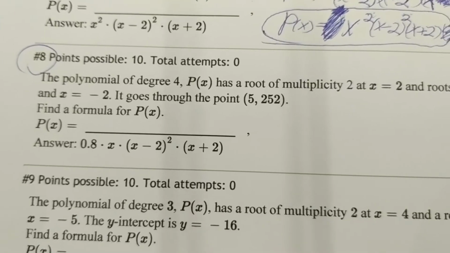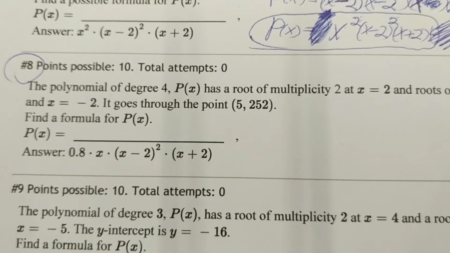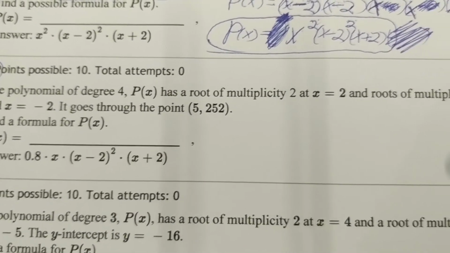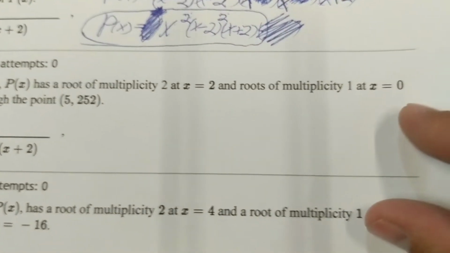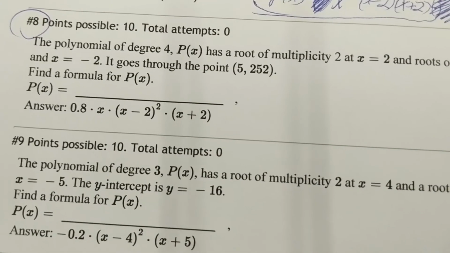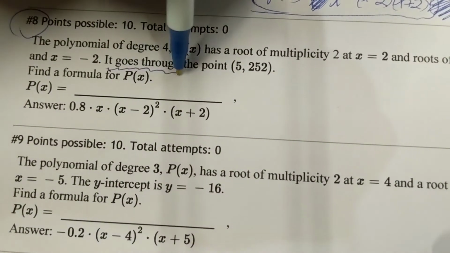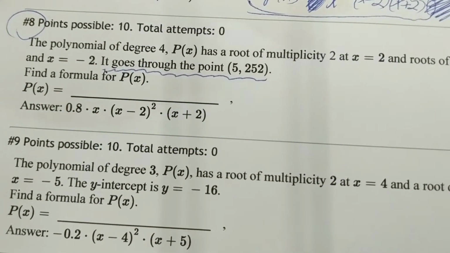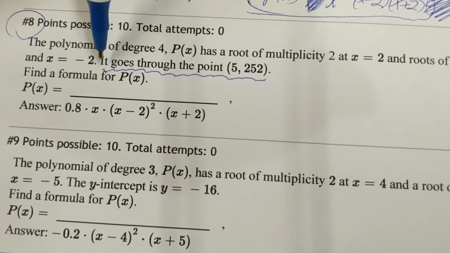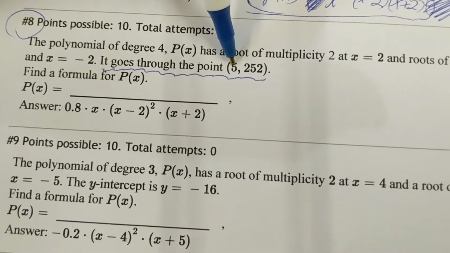Let's see what we can do. Okay, so number 8, polynomials degree 4, so there's 4 factors. We'll do that, and we have the multiplicity of this and that, so that's no big deal. Let's set all that up. And then notice the difference here is they give a little bit more information. Instead of saying the coefficient is this, they say it goes through the point 5, 252.